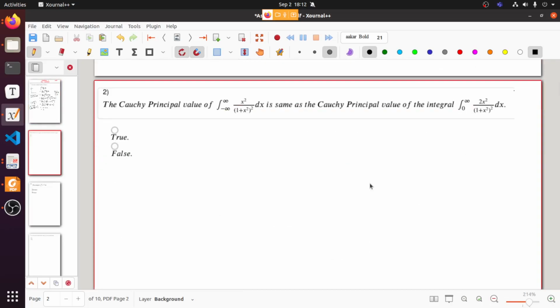What it is saying: find the Cauchy principal value of this integral, and you have to show that this is the same as the Cauchy principal value of this integral. You have to say it is true or false. So here there is a typo, I will say it later when I do the second integral. So first do the first integral.